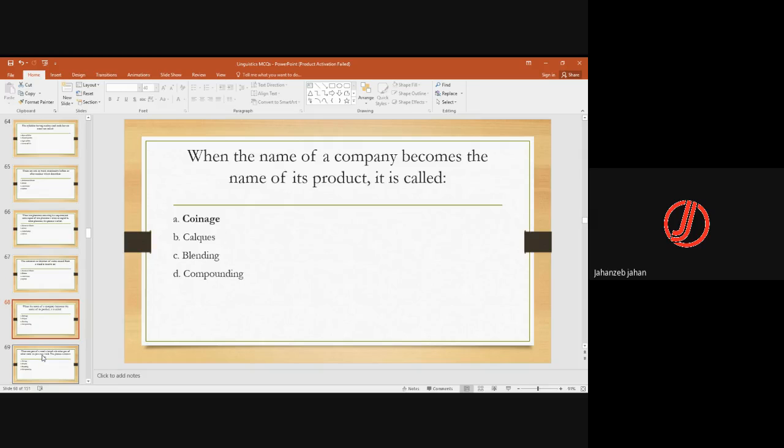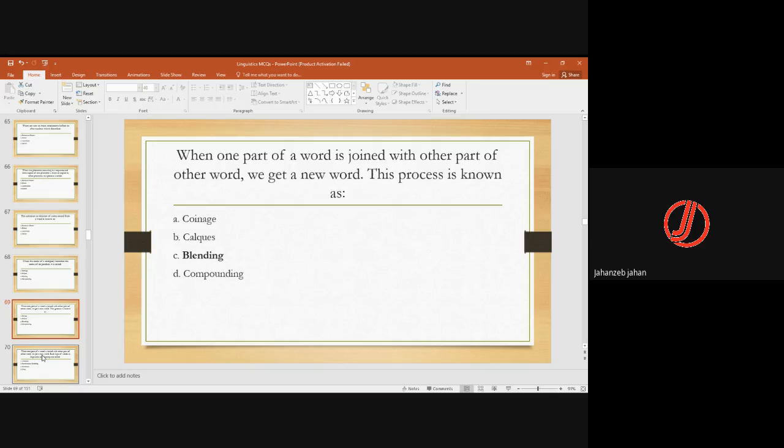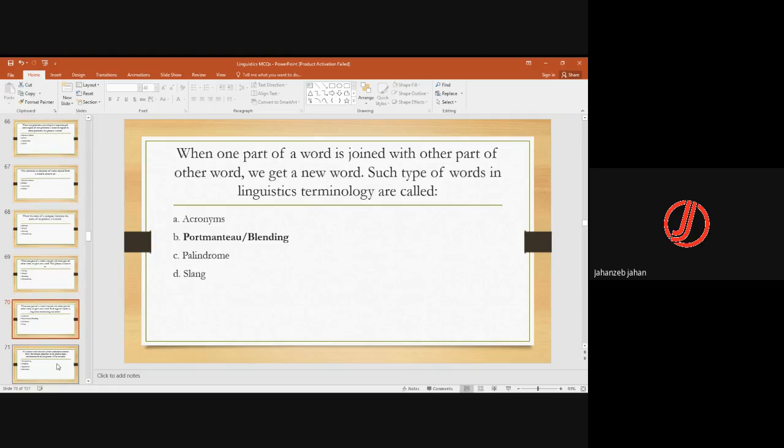YouTube is a new word, Google is a new word. When one part of a word is joined with the other part of a word, we get a new word. So this process is called blending. Like fog and smoke combine to become smog. Such types of words are called, there are two meanings, two terminologies used: portmanteau and blending. So where portmanteau is written, it means blending as well.